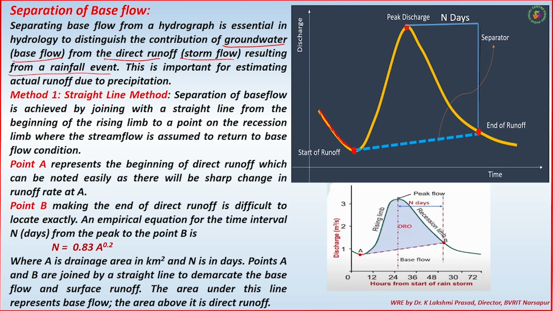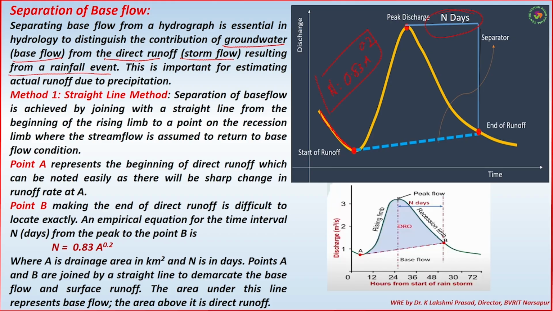For that they have given us some calculation. The end of runoff will be after N days from the peak. From the peak, after a period of N days, the runoff ends. That is the basic discussion. So how do we get these N days? We have an empirical formula. What is that empirical formula? N is equal to 0.83 into A to the power of 0.2. So this is the equation.